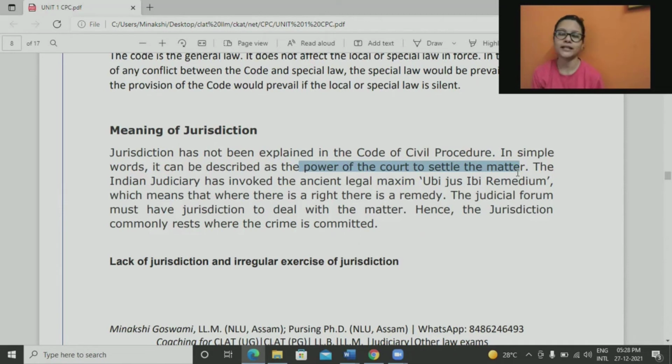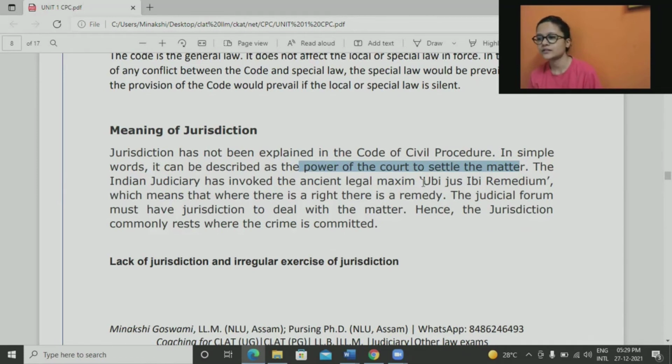It may be the punishment or the relief which may be granted, right? Whether the court has power to give that much punishment or that kind of relief or not. And also it may be subject matter jurisdiction, whether the court has jurisdiction to decide on this area of law or not. So these are the grounds based on which we would come to know whether the concerned court has power to settle the matter or not.